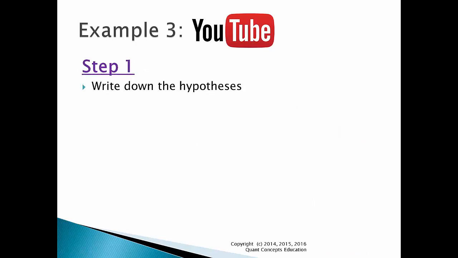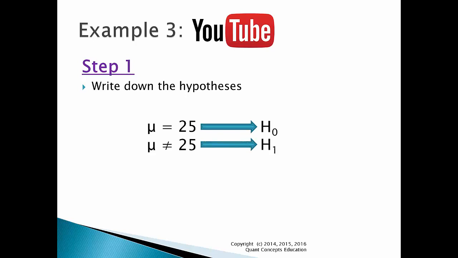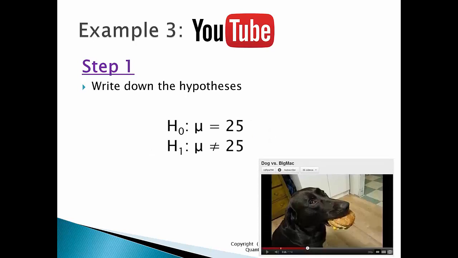Step 1 is to write down the hypotheses. This should be pretty easy for us now. So one of the claims is that the average age is equal to 25. So the counterclaim, the complete opposite of that, must be that the average age is not equal to 25. The claim with the equal sign is the null hypothesis, and the other claim without the equal sign must be the alternate hypothesis. Finally, we just have to write this in the proper format, and step 1 is done.